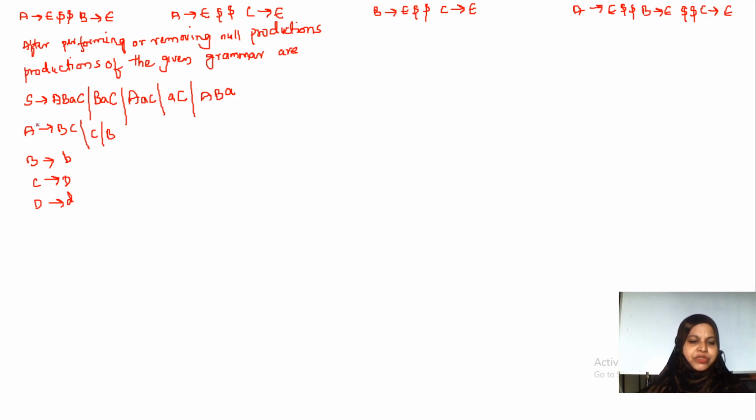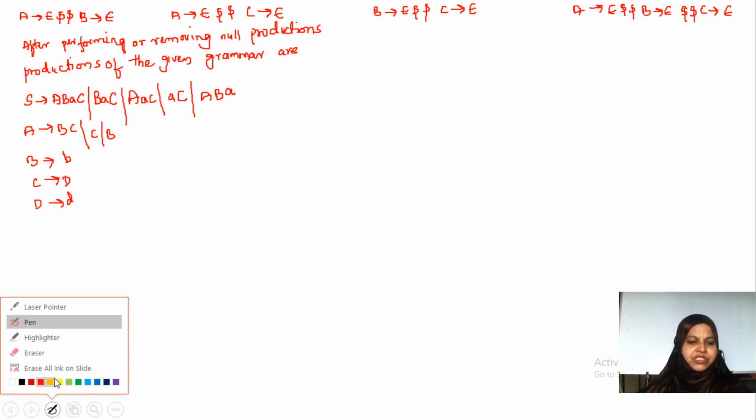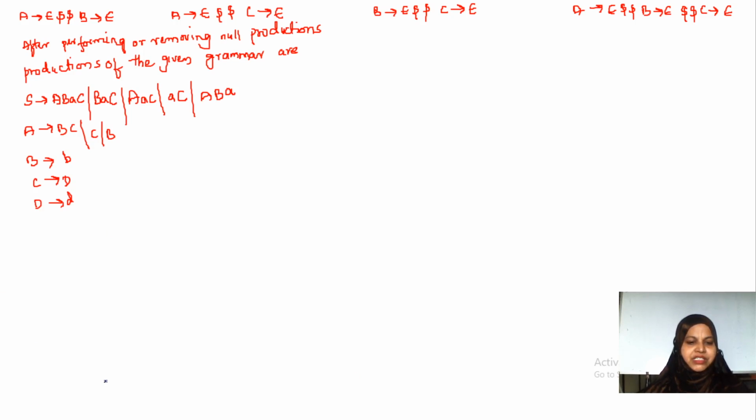Now I have to substitute these productions. See here, A tends to epsilon, B tends to epsilon is there now. So in this case, the AB production should be there at a time. Here also we are having the AB production. So here I am going to add S tends to A, B, A, C. This is one production. The next production is S tends to A, B, A.